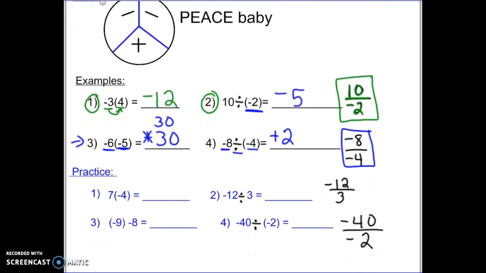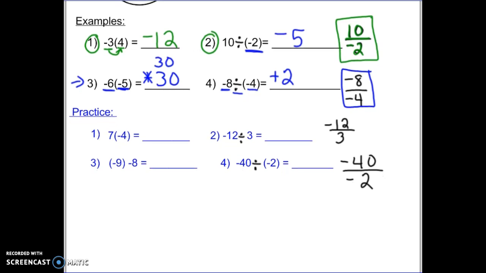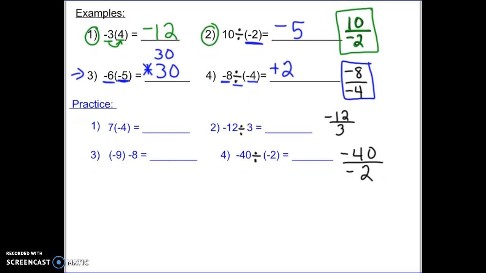Okay, we've gone through these 4 examples together, so now I would like for you to pause the video and solve the 4 practice problems on your own right now. Pause the video and do the 4 practice problems.